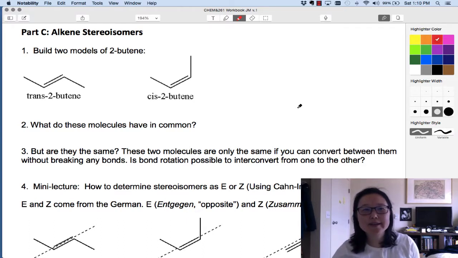Hi guys, today we're going to cover alkene stereoisomers. Now we've been in the alkane chapter, so you might wonder why we are covering alkenes all of a sudden. The reason is that we were talking about isomers before.